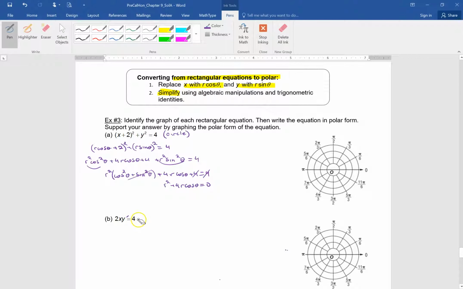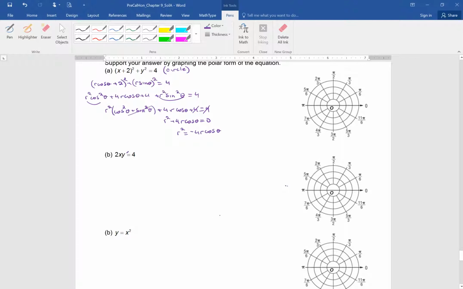Now I have to get this in the form of r equals something. So what I'm going to do is this. r squared is equal to negative 4r cosine theta. Can I cancel out an r from both sides? Why not? Okay, so now I have r is equal to negative 4 cosine theta.